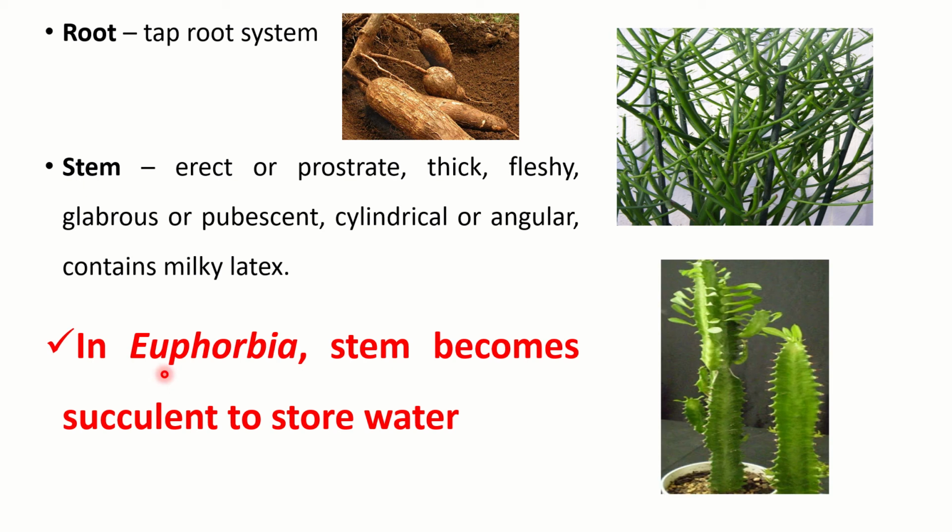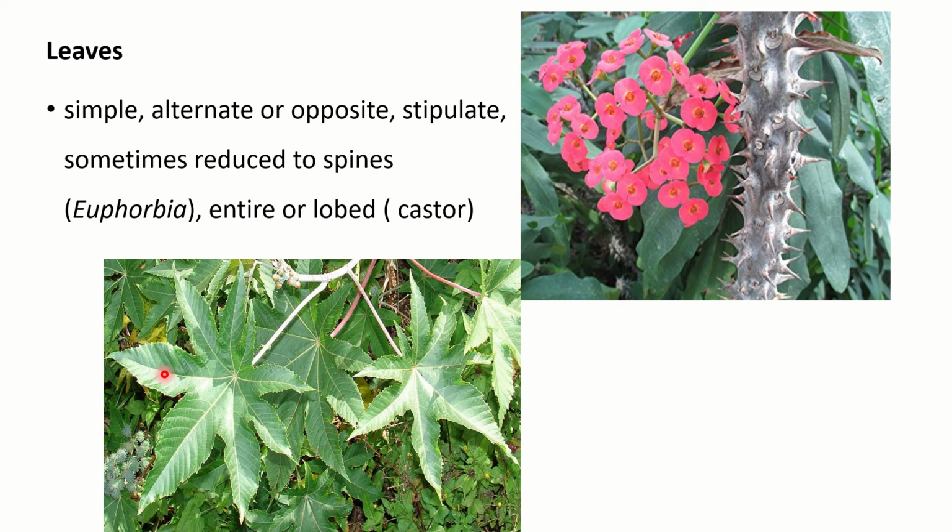Next we'll come to the leaves. How are the leaves? The leaves can be either sessile or petiolate. They are alternate, simple. There is a general tendency of reduction in leaves. Sometimes the leaves are even reduced to spines or scales.